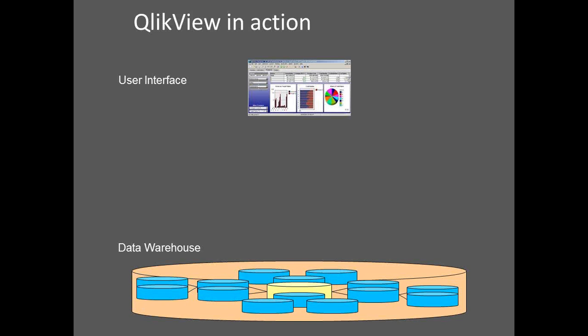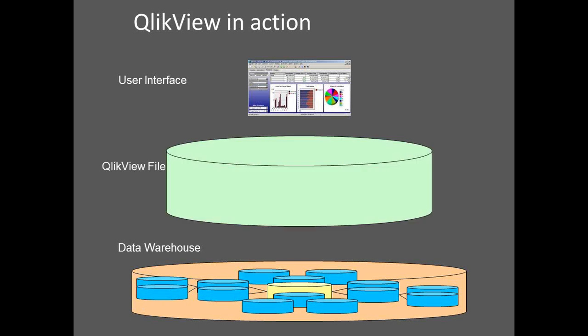Now, how does QlikView work in real life? Let's see QlikView in action. So you have a data warehouse and you have a dashboard or a user interface. You need to build something in between these two. That's what we do when we build a data mart or a dashboard. So what sits in between these two is a QlikView file.